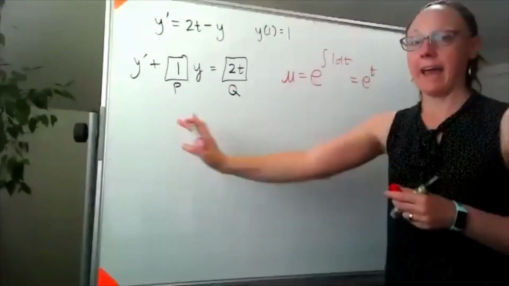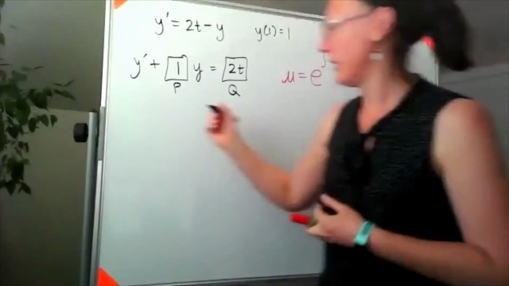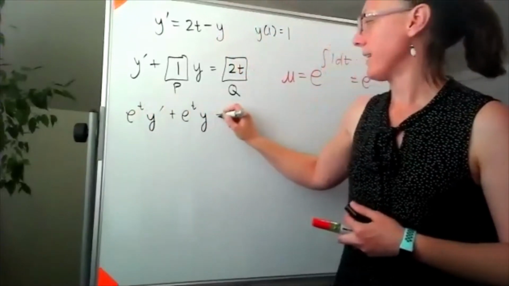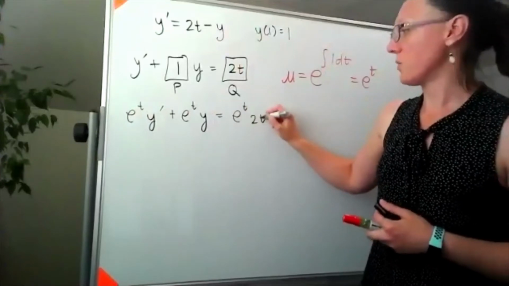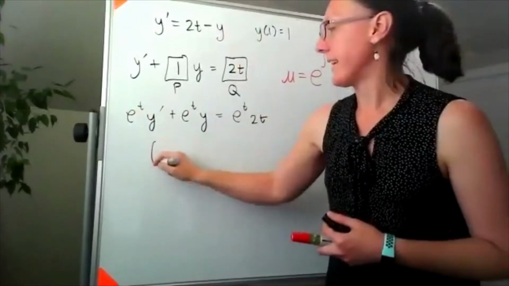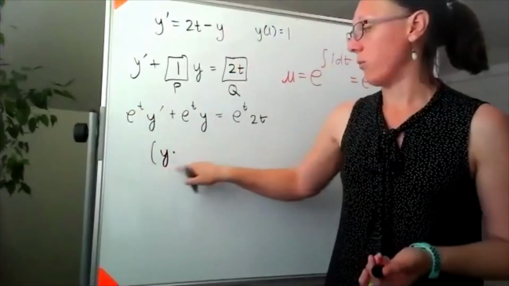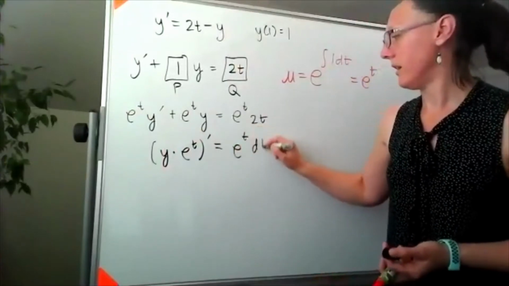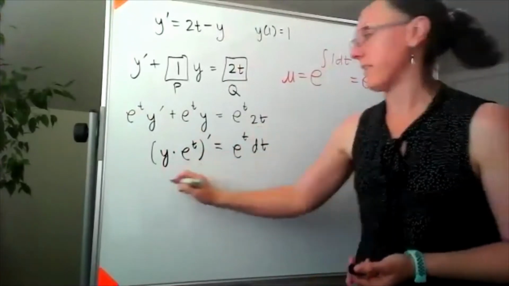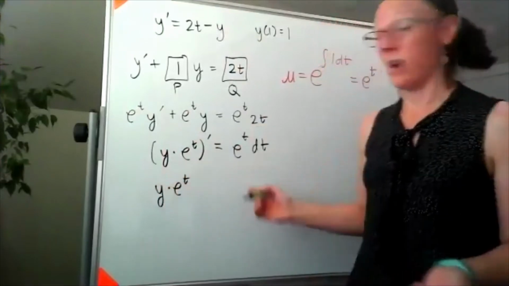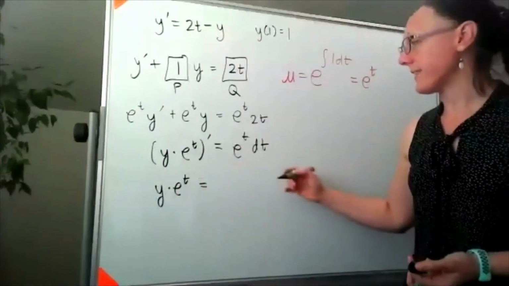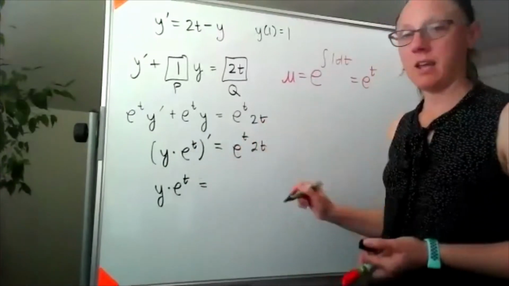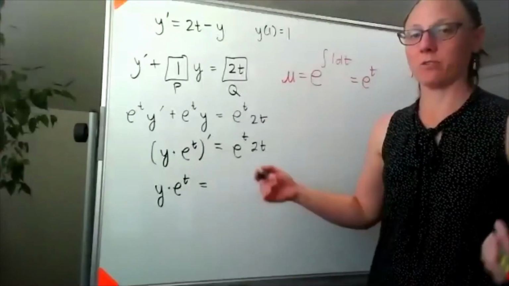Next step, I'm multiplying every term through by our integrating factor. I'll have e to the t y prime plus e to the t y is equal to e to the t times 2t. The left-hand side here should always work out to be a product rule of y and our integrating factor. We're going to undo the product rule on the left-hand side, which really just means we're not going to write the prime again. And on the right-hand side, we're going to integrate that with respect to t.